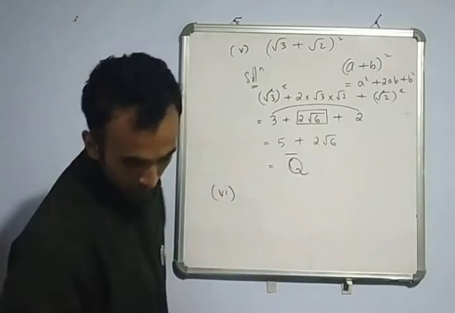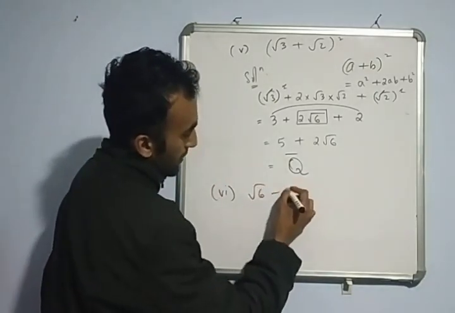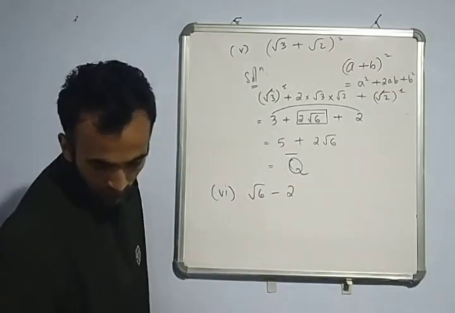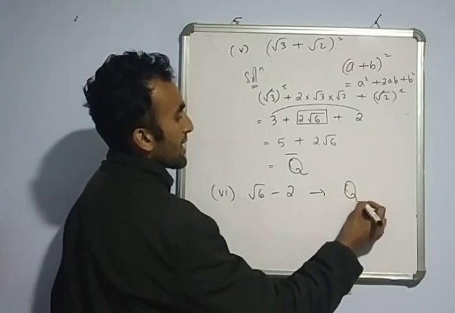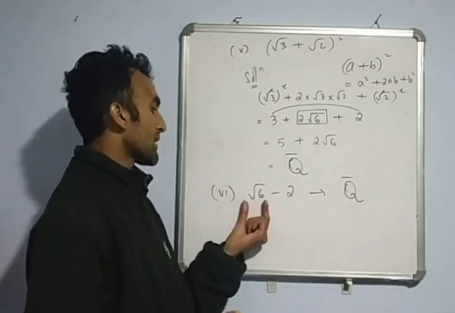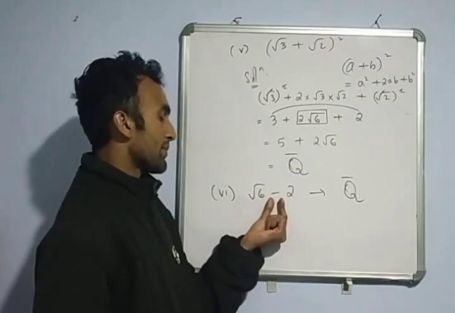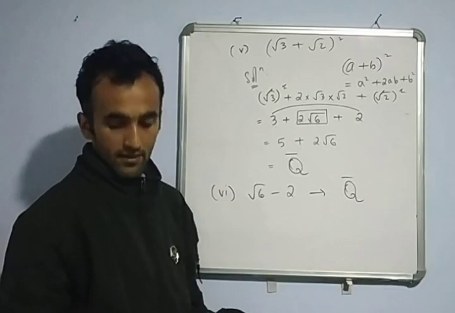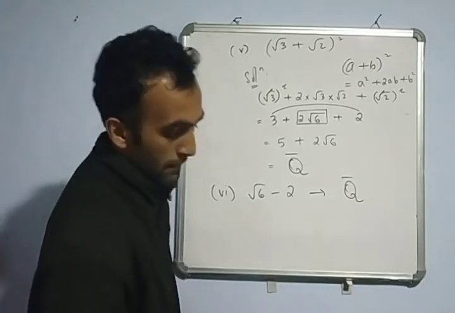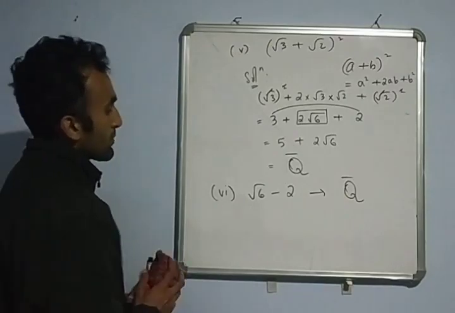Root 6 minus 2. So directly this is what? Irrational. Why? Because root 6, 6 cannot come out of the root. So this is irrational. Subtract with rational, so as a whole, it is irrational. So this is done. Pause the video to note it down. If you have any doubts, please comment me.